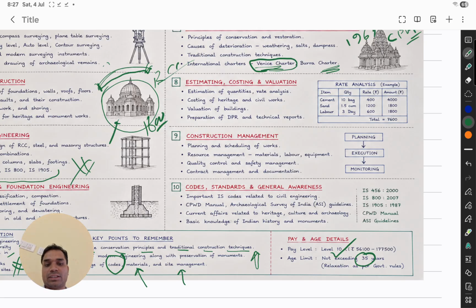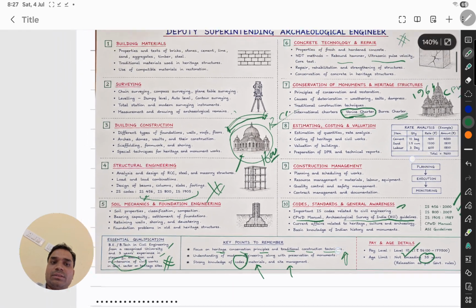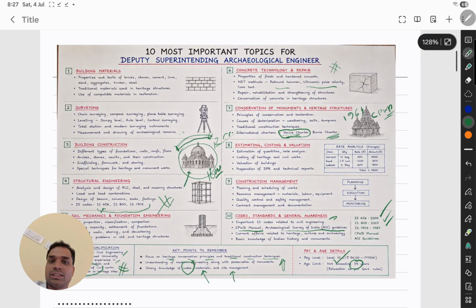Then the standard codes, as I already mentioned: IS 456, IS 800, IS 1905. These are very important. You can also go through the Archaeological Survey manual guidelines and the CPWD manual. These are really helpful for you. Okay, this is a brief discussion of the 10 important areas. If you want more clarity about any individual point, just let me know.